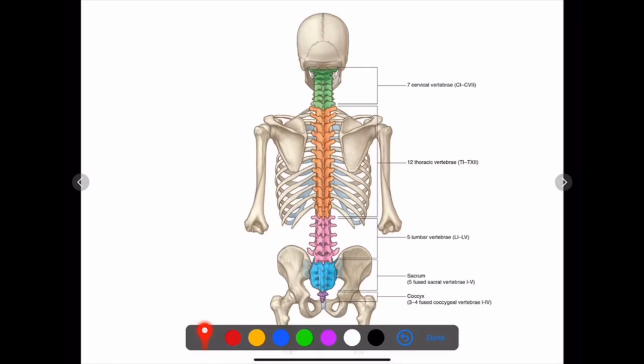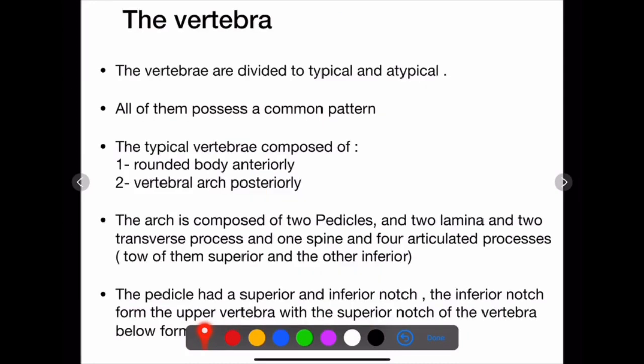This is the picture showing the vertebral column, which articulates with the skull, with the occipital bone, and ends in the coccyx, and articulates with the pelvic girdle and the shoulder girdle. The vertebrae are divided into typical and atypical. All of them possess a common pattern.